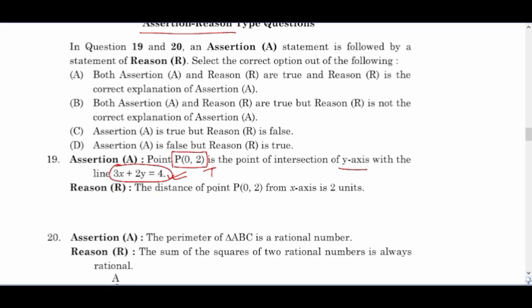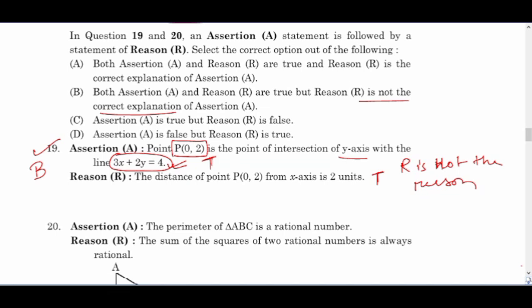Next, the distance of the point from the x-axis is 2 units. Yes, this is also true. Now both are true. Both A and R are true, but R is not the correct explanation of A. So option B will be your correct answer.